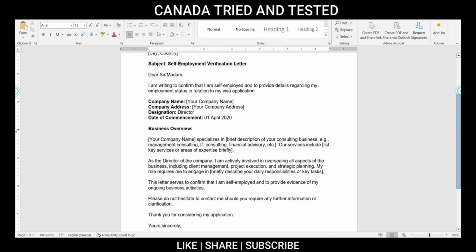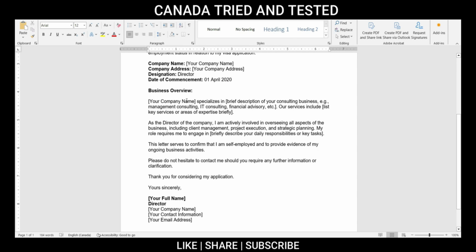Then you give a business overview: your company name and what the specialization is. This is where you can give a brief description of your business. For example, I'm in the consulting business, so I give as much input as possible on what I do, what my services are, and all those details. So this part covers the detail.